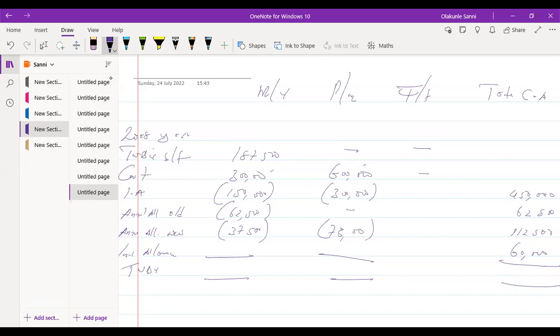The total capital allowance is 685,000. Tax written-down value: 300,000 minus 150 minus annual, for plant and machinery is 225,000. And for motor vehicle, 87,500 plus 300,000 is 237,500. Class, do you understand up to this extent?